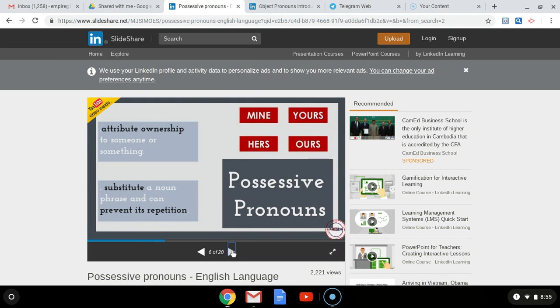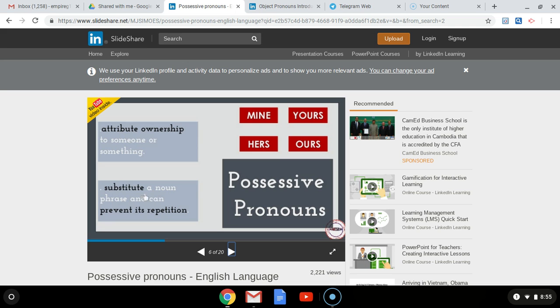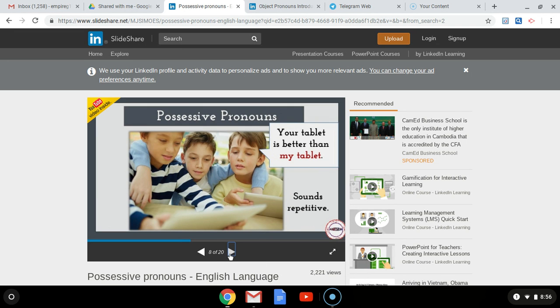All right. So possessive pronouns attribute ownership to someone or something. They substitute a noun phrase and can prevent its repetition. So, for example, mine, yours, hers, and ours. These books are mine, not yours. And then, your tablet is better than my tablet.